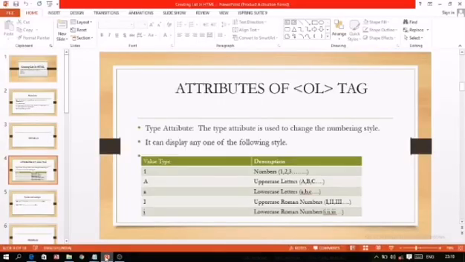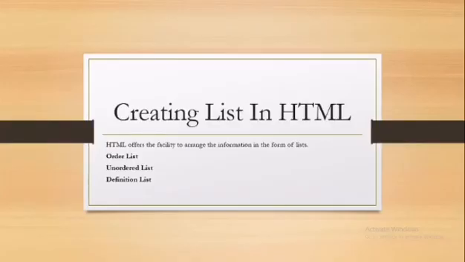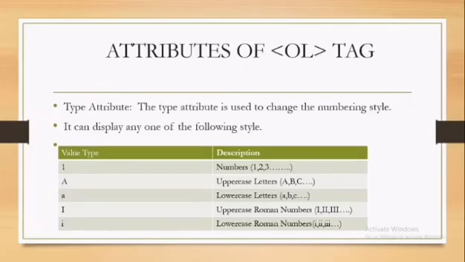After this, the next is attributes of the ordered list. Attributes of the OL tag. First, there are 2 attributes in it, that is type and start. So first I will explain the type attribute. The type attribute is used to change the numbering style. It can display any one of the following styles.